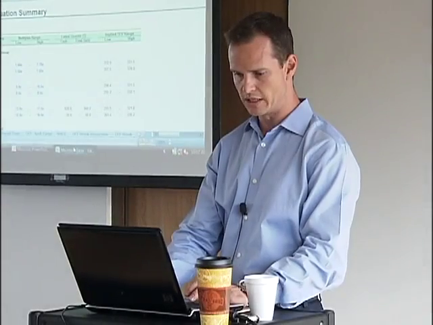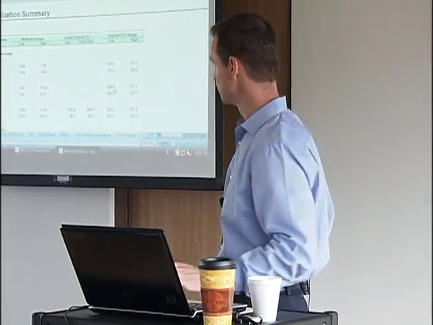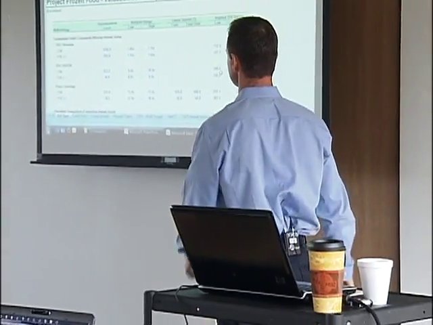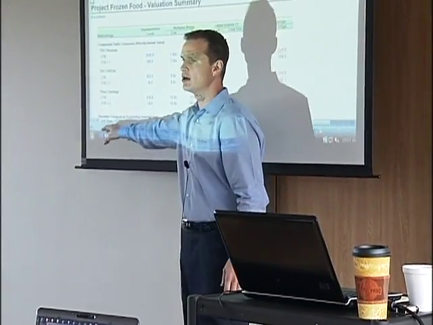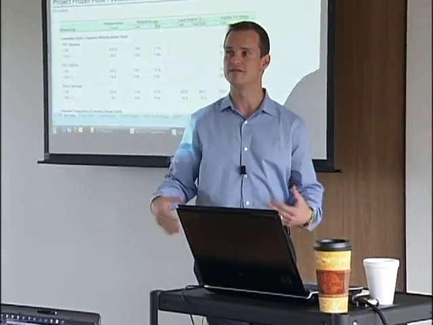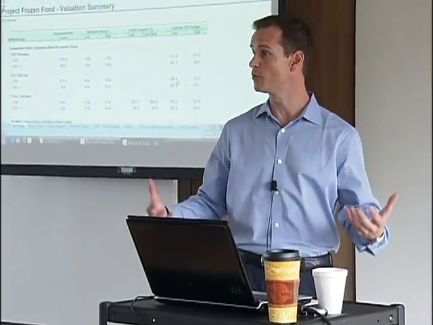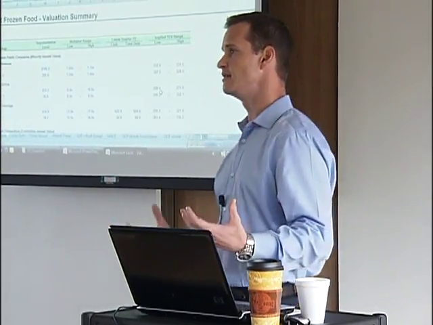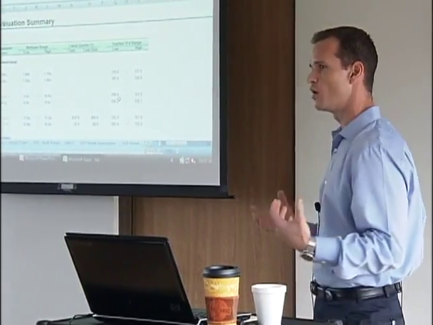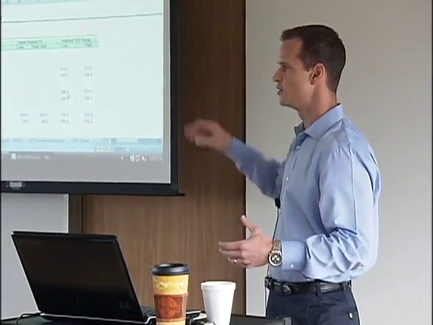Let's talk a little bit about selecting multiples. As I mentioned last week, the first tab in our model is a val sum tab. It's a valuation summary tab. We're going to summarize all of our analyses here. We're going to take the results from all three of our methodologies and show them here.